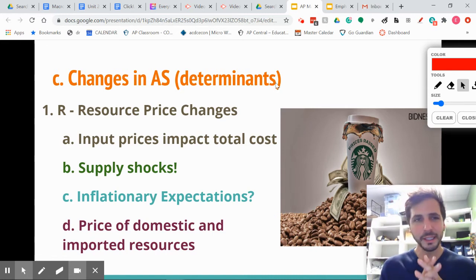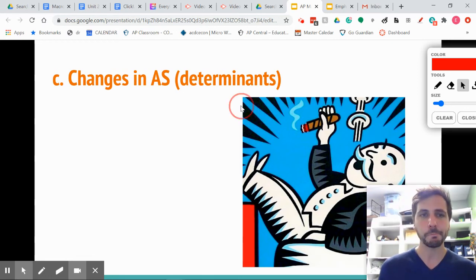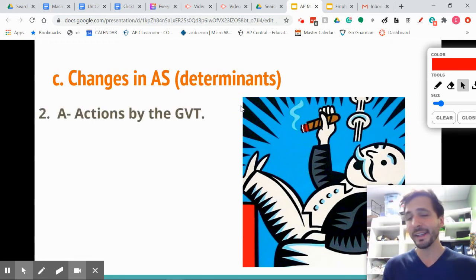So clearly, anything that changes the price of resources will impact aggregate supply. That's our resource prices. Again, we'll give you examples. It'll make more sense when we do that. The second one is A, actions of the government, or actions by the government.